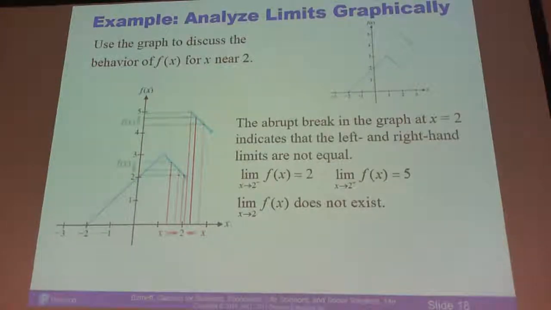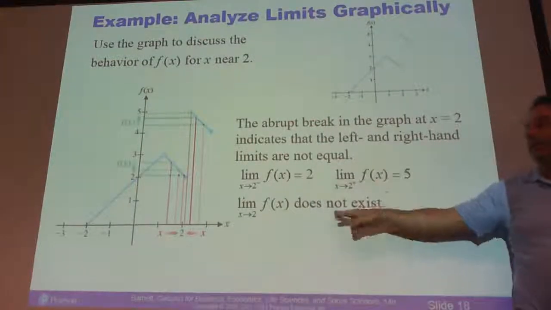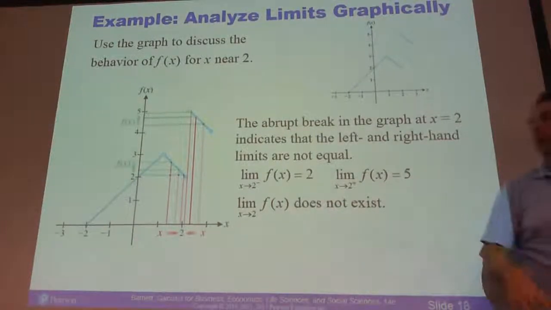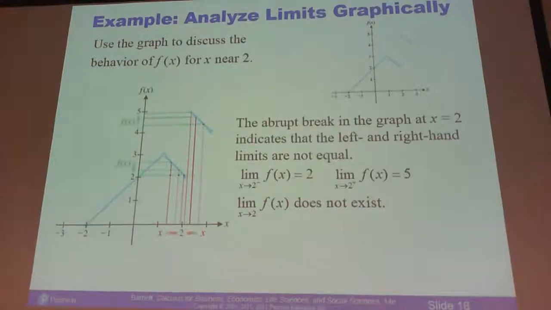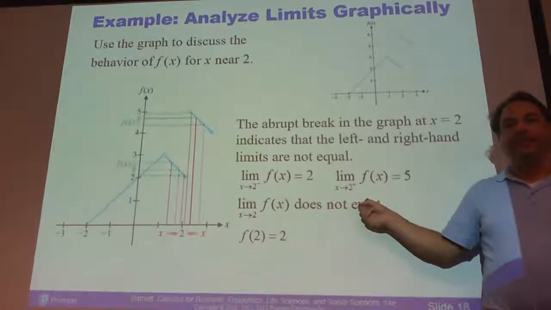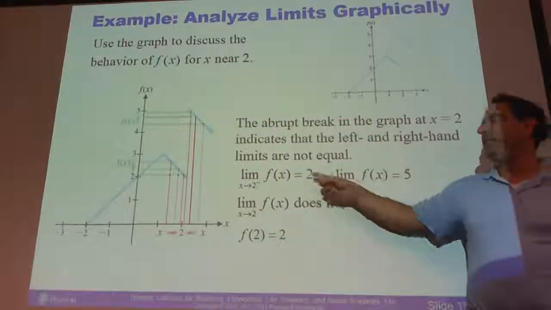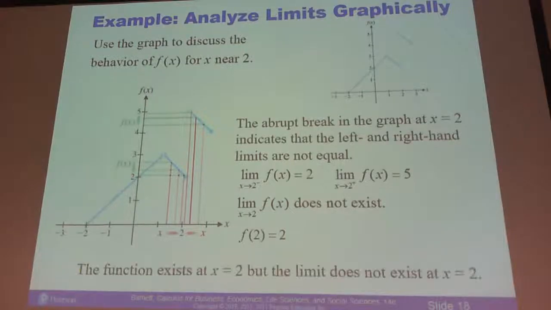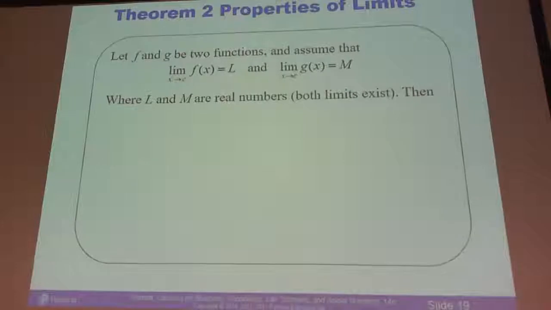Therefore, the limit does not exist. They're not approaching the same number. For the limit to exist, they need to approach the same number. They don't, so the limit doesn't exist. And we can verify if you plug in 2, we get 2. So yes, there's an answer, but does the limit exist? No. For the limit to exist, left and right have to be the same number. Okay, and again, you're like, I don't see where this is connected. It will connect later, unfortunately, but this is getting us thinking about what that means. So the function exists at x equals 2, but the limit doesn't exist at 2.